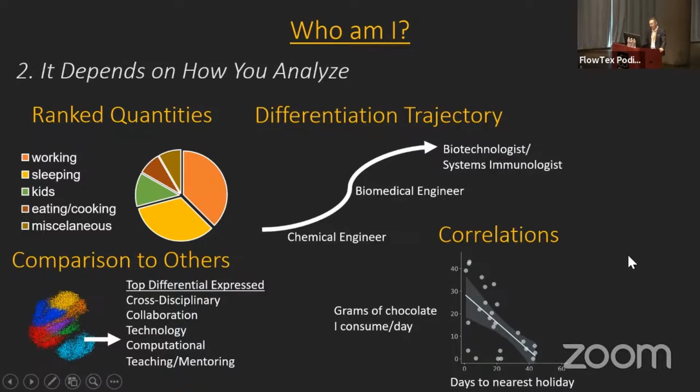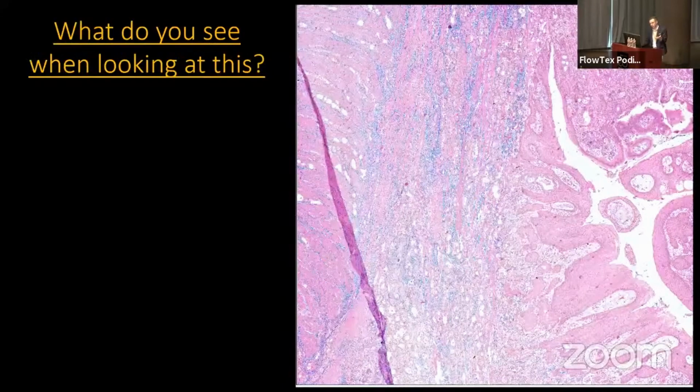So this aside is kind of fun, but I think that this matters a lot for the type of biology that we're doing, right? And so one other question I will pose to you is, what do you see when you look at this image? I realize this is more flow cytometry, and maybe not many of you have seen this.